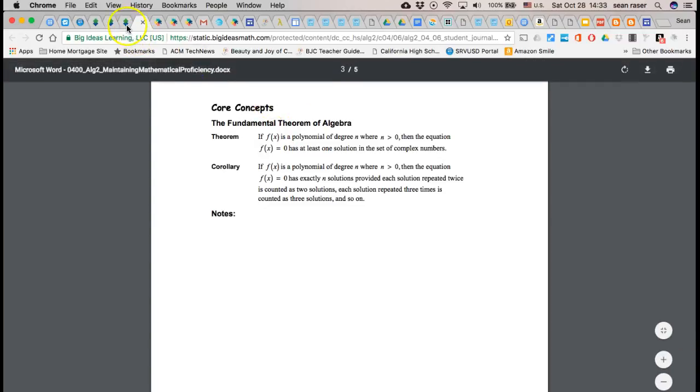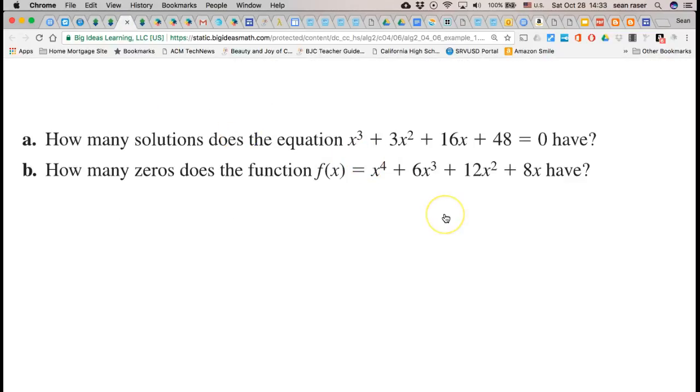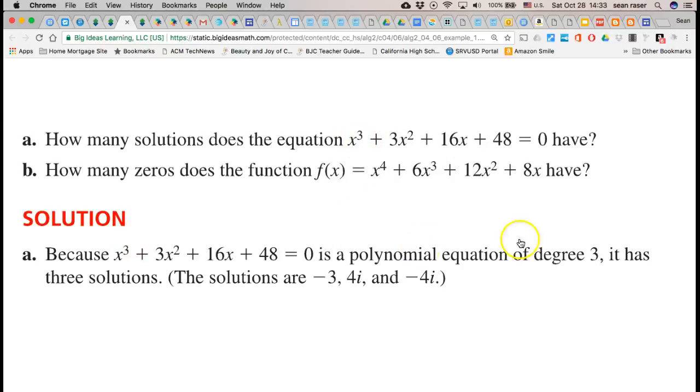So just as an example, if we look at our first equation, we've got x cubed plus 3x squared plus 16x plus 48 equals 0. How many solutions does that have? Well, you look at the degree, and again, remember the degree, you take the highest exponent in your polynomial, and in this case it's 3. So since it's a third degree polynomial, it has 3 solutions. In this case, it's -3, 4i, and -4i. Now notice, there's 1 real solution and 2 imaginary. So it's still 3 total.